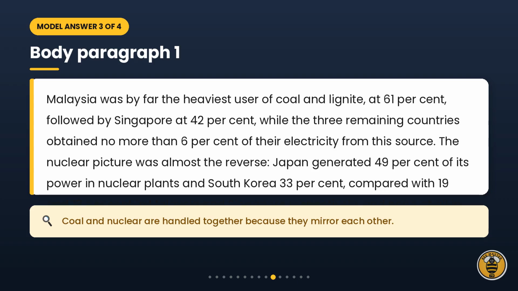That phrase, almost the reverse, is doing real work. It is not decoration. It tells the examiner you have seen a relationship between 2 columns, and that is exactly what making comparisons means.